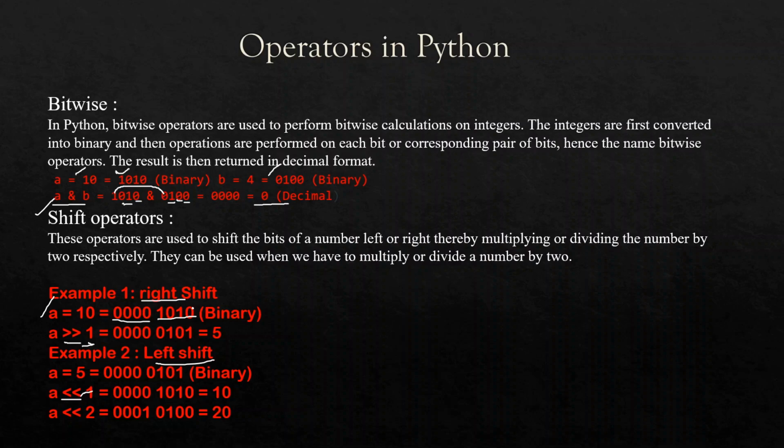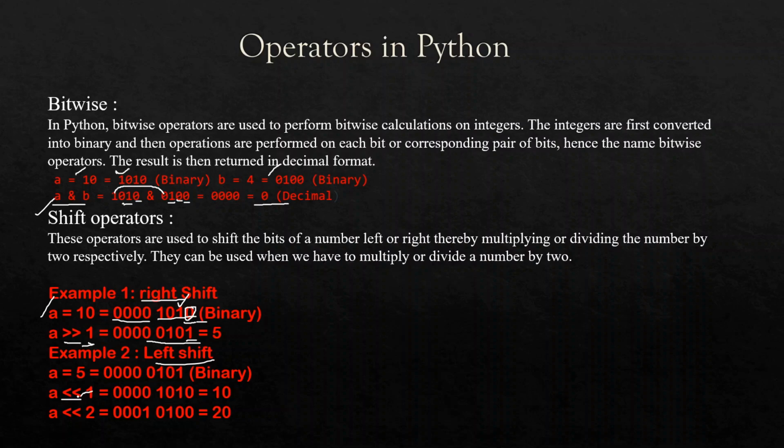Actually, this 0 is the right-hand bit, which is shifted out to the right, and the second last one comes into the last position. So actually we are getting the number 5 over here.